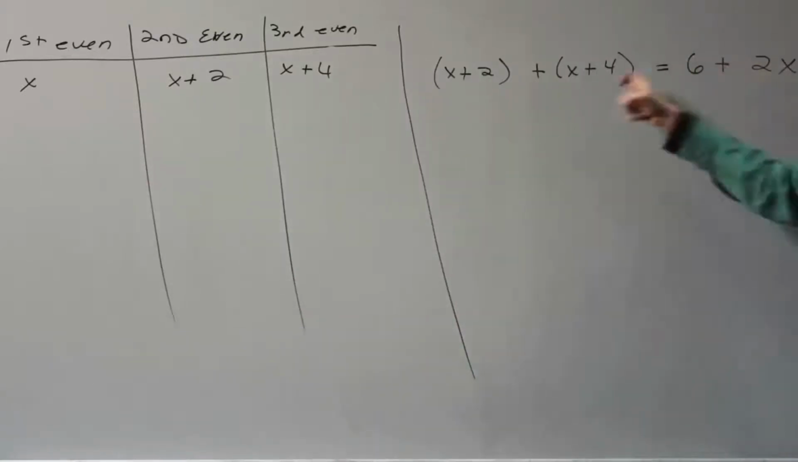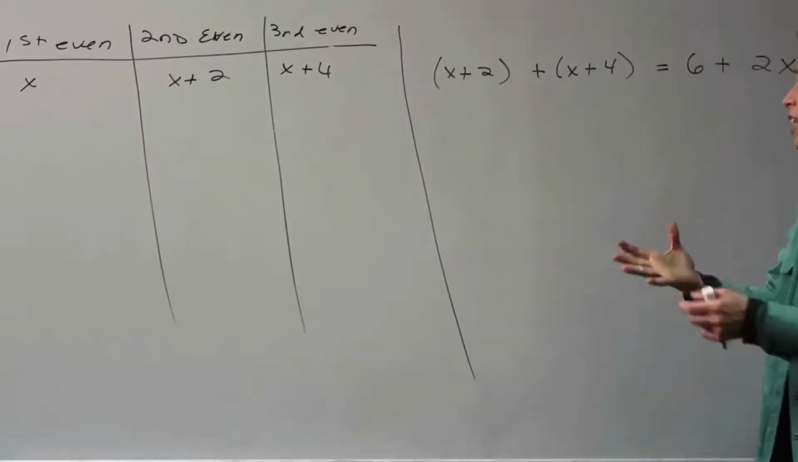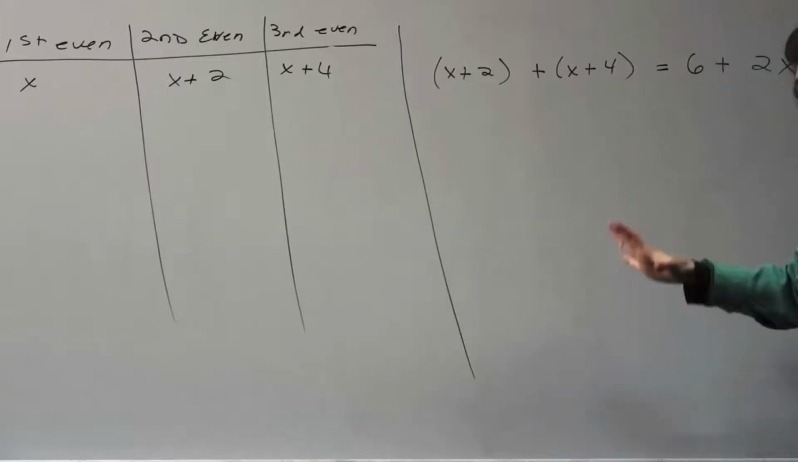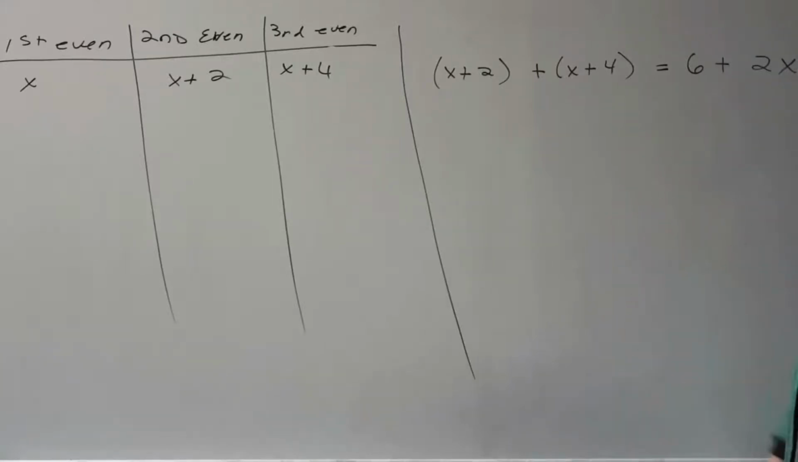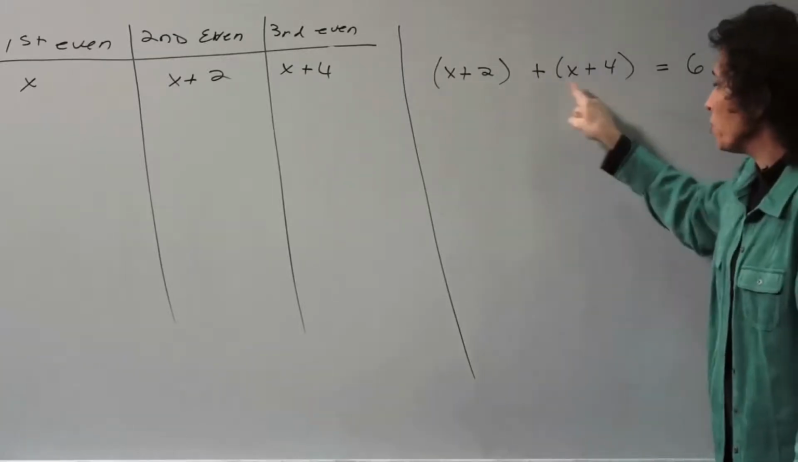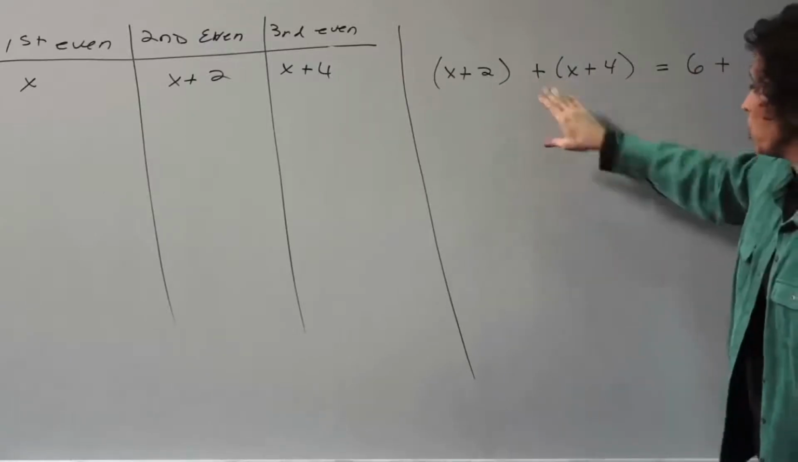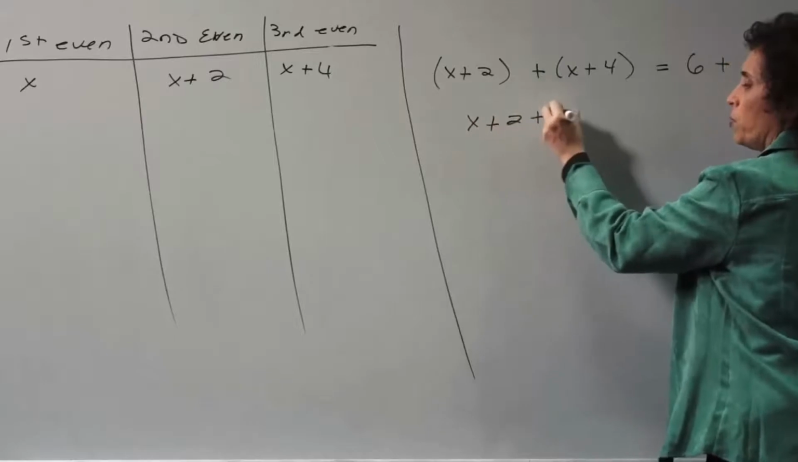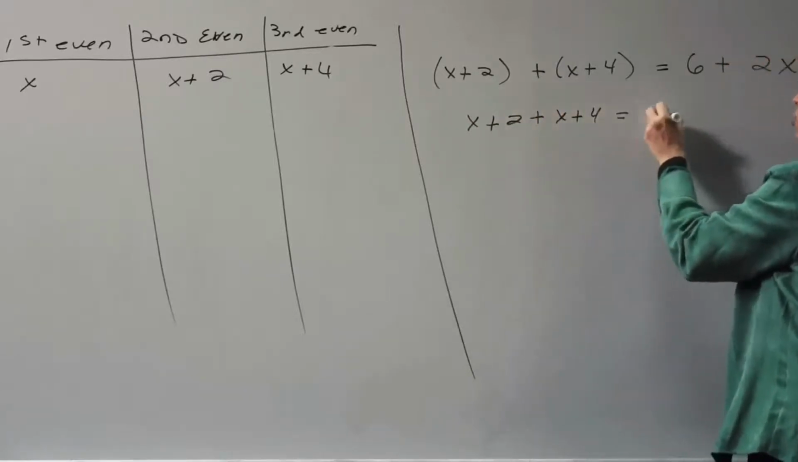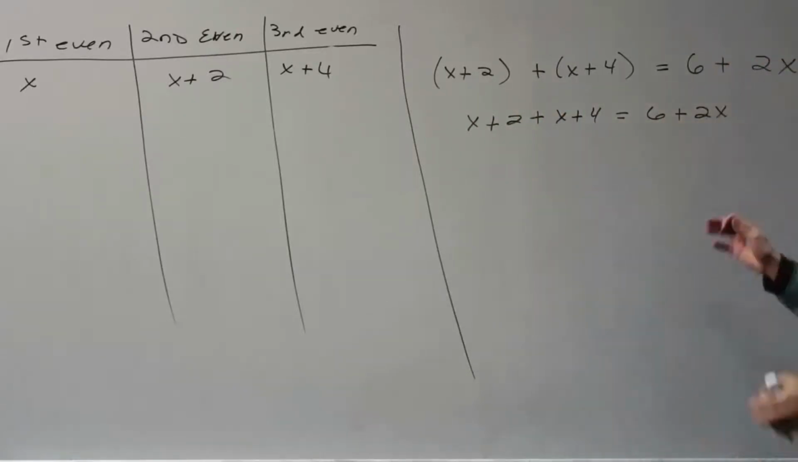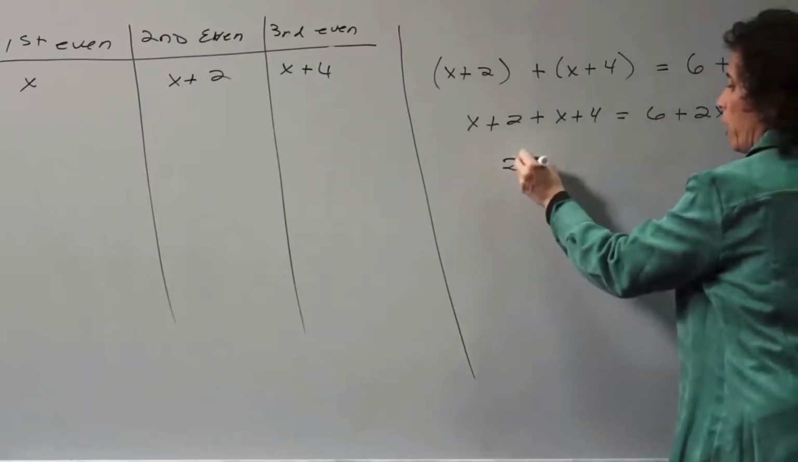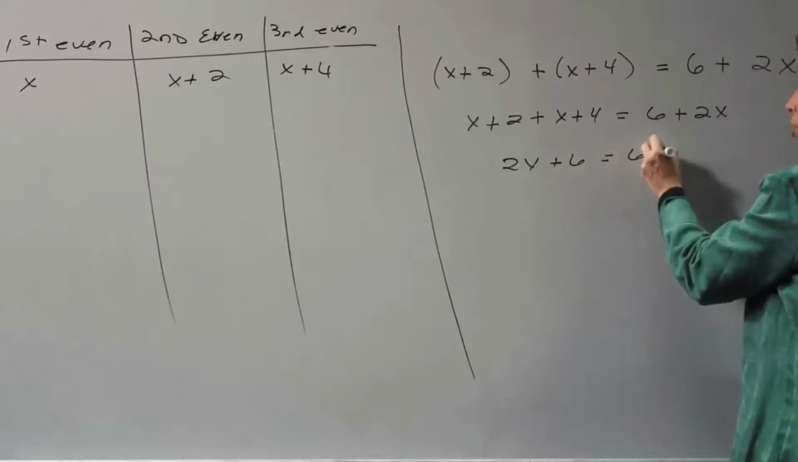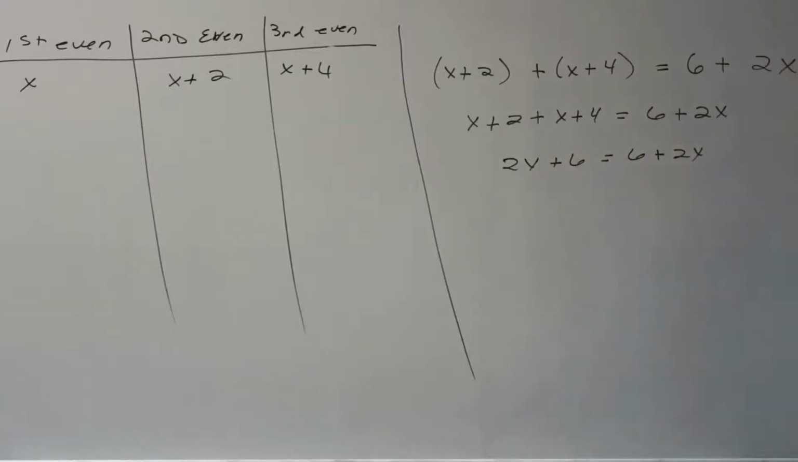Now, you used all your integers. Almost every problem uses every integer, though sometimes you don't, so don't get crazy if you don't. Again, you don't really need parentheses here because they're non-essential; there's a plus in front of them. So this is just x plus 2 plus x plus 4 equals 6 plus 2x. Now we're going to solve this. This is 2x plus 6 equals 6 plus 2x.